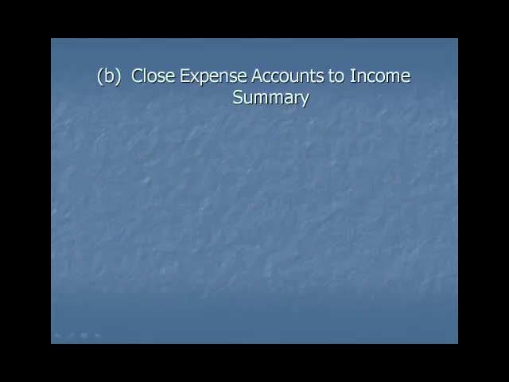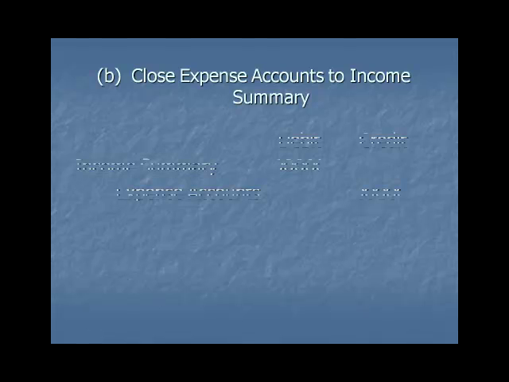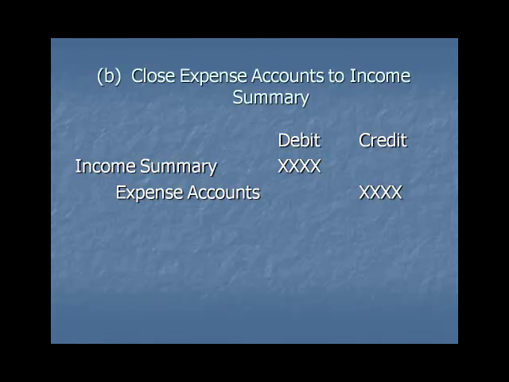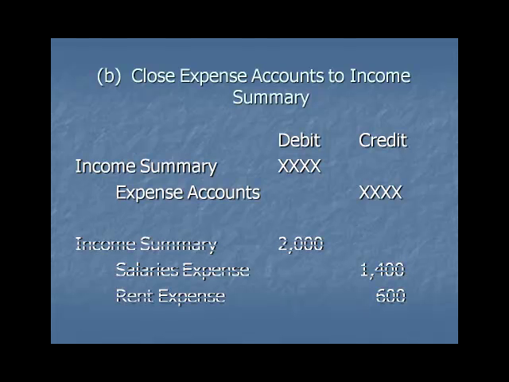The next entry is to close the expense accounts to the income summary. Expense accounts have a normal debit balance. Therefore, in order to close them, we need to credit them in order to zero them out. So we're going to credit all the expense accounts we have, each one, and the total of all those, we're going to debit the income summary. In our case, we have salaries expense and rent expense. They have a balance of $1,400 and $600 respectively. So we credit each of those accounts by those amounts. The sum of those, the $1,400 and the $600, is $2,000. Therefore, we will debit income summary for $2,000.